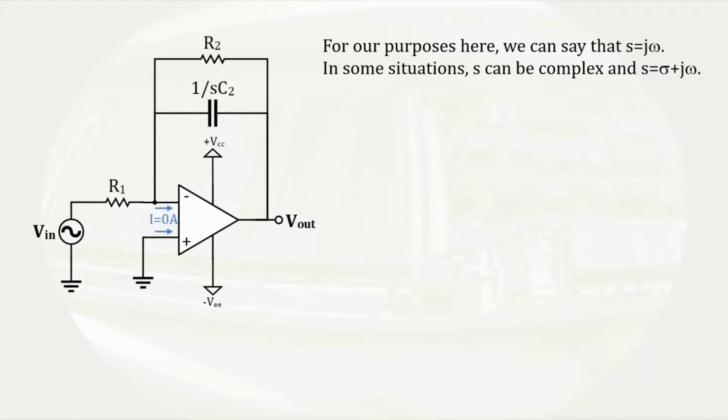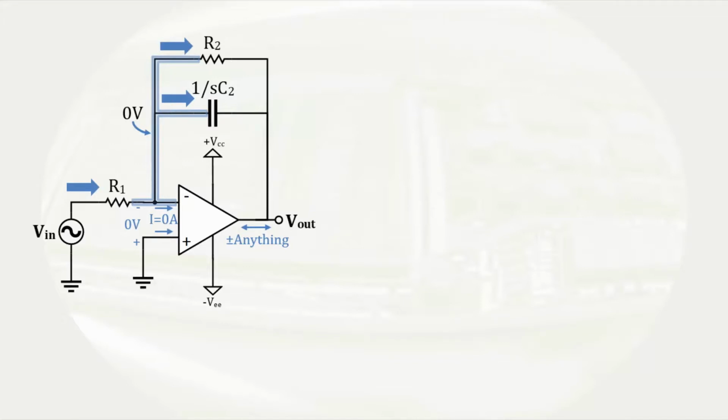Indicating the ideal assumptions on the circuit diagram, noting that the non-inverting terminal is grounded, and applying that voltage at the inverting terminal, I will then indicate the direction for the three currents at the inverting terminal. The current that enters the node is the input voltage minus 0 volts divided by R1. The current through the capacitor leaves the node and is written as 0 minus V out over 1 over S C2. Again, if it helps for now, treat S as j omega.